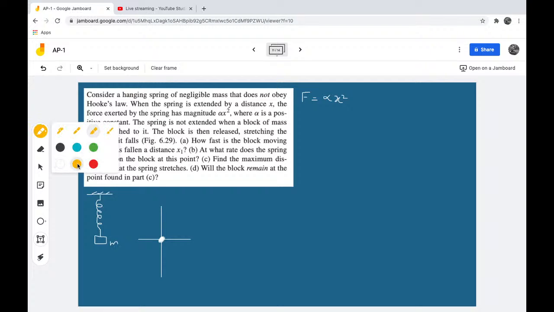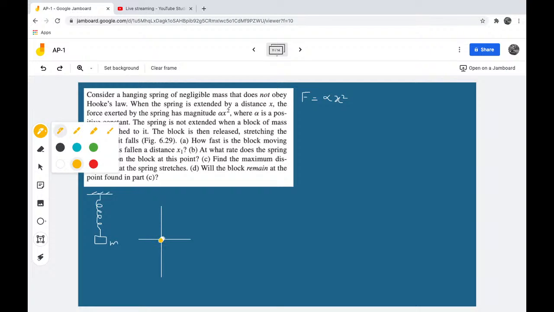How would the free body diagram look? In the free body diagram, mg will work downward. So let us draw mg. Wait a minute.